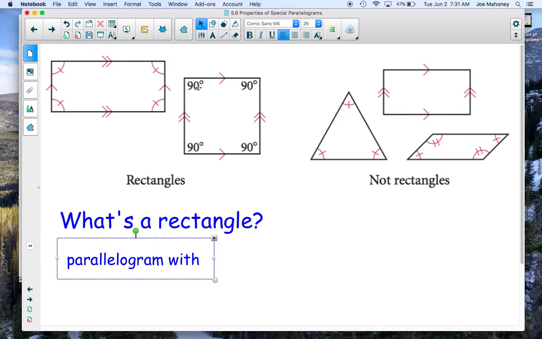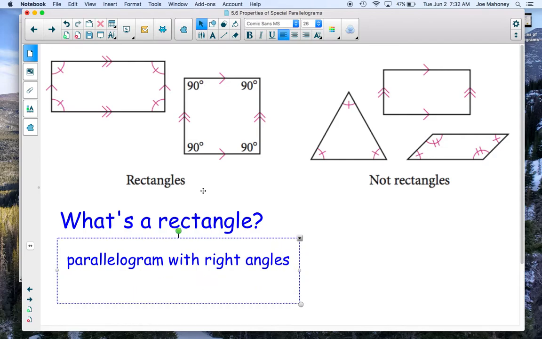And I might remember that in my quadrilateral sum conjecture the angles add up to 360. So if they're all congruent, dividing 360 by 4 gives me 90. So do you want to say a parallelogram with right angles maybe? We could do that. Or, do you remember what we did with the rhombus before? We said it was an equilateral quadrilateral.